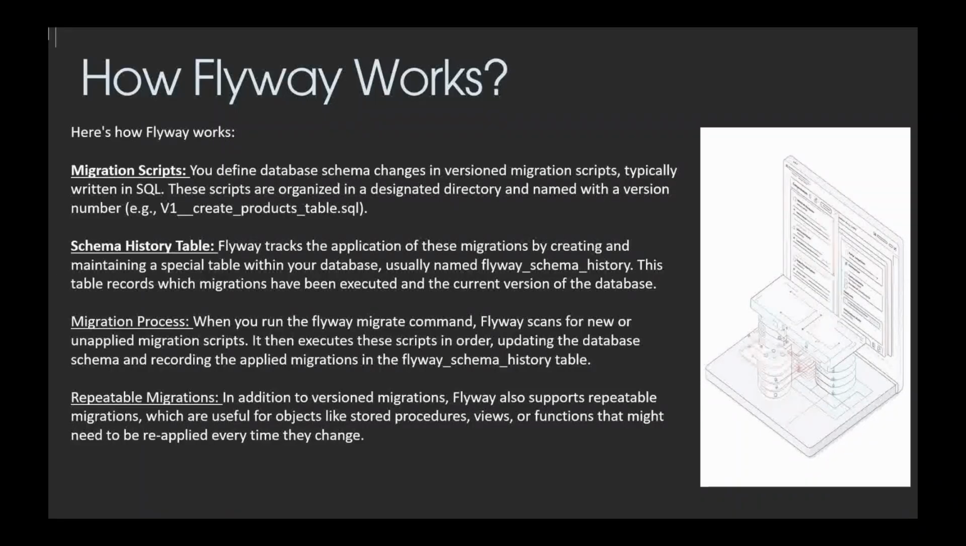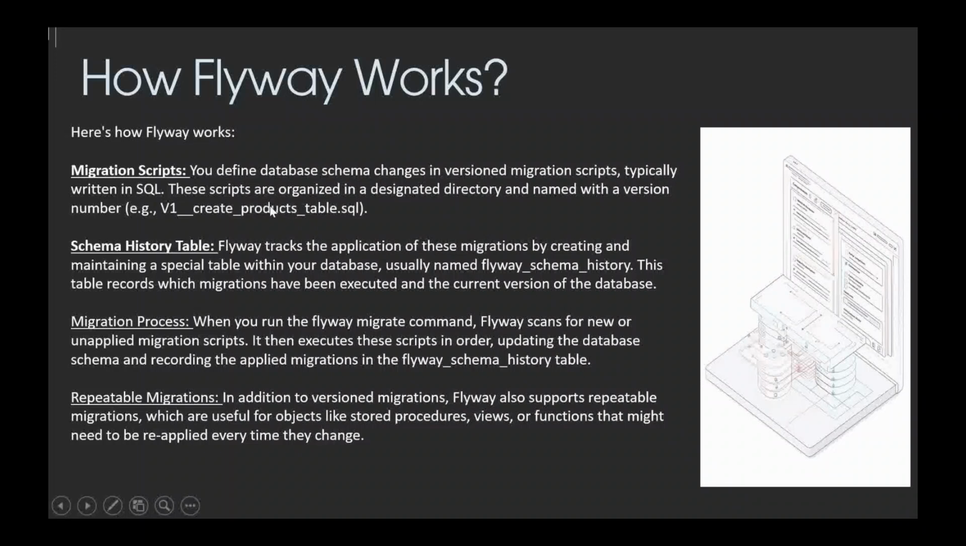Okay, how Flyway works. This is also very important. One is migration scripts. You define database schema changes in versioned migration scripts, typically written in SQL. These scripts are organized in a designated directory and named with a version number. Here you can see I have assigned a version number to the file. You have to follow this particular pattern: V and the version number, then double underscore, and you can give some description for that particular file.